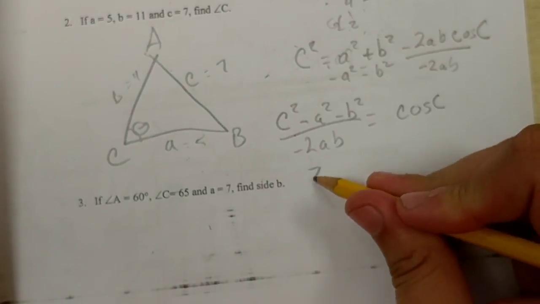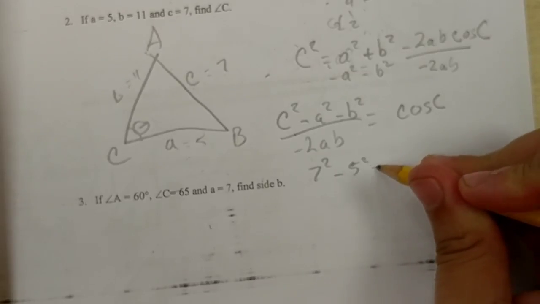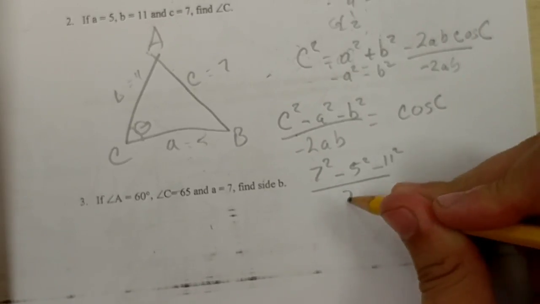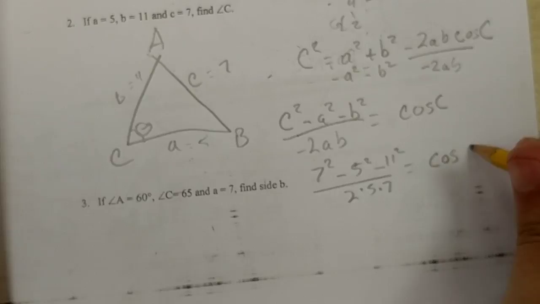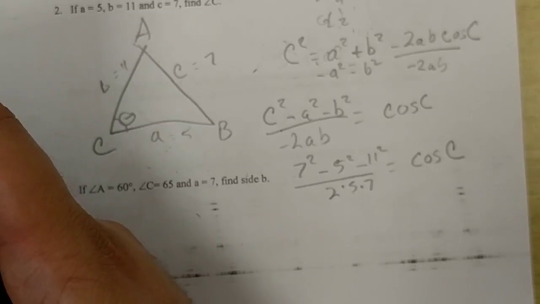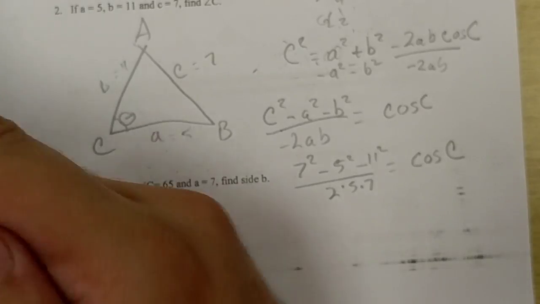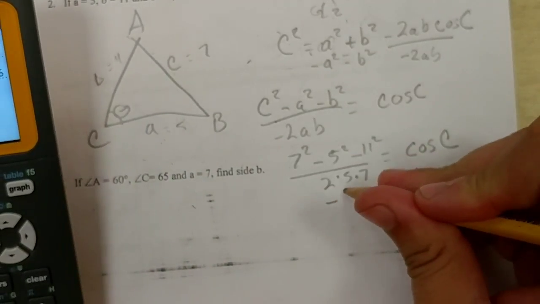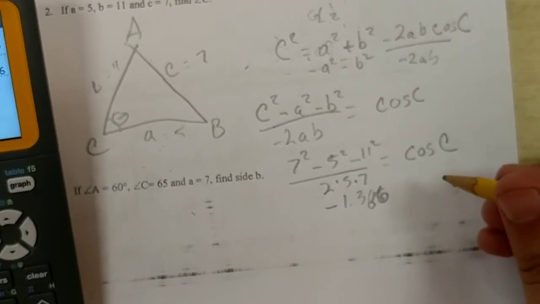Oh, let me plug in the numbers for you guys. So 7 squared minus 5 squared minus 11 squared divided by 2 times 5 times 7 equals cosine of capital C. So 7 squared minus 5 squared minus 11 squared. Then that thing divided by 2 times 5 times 7, which is 70. I end up getting something like negative 1.385, 86 if I round it.